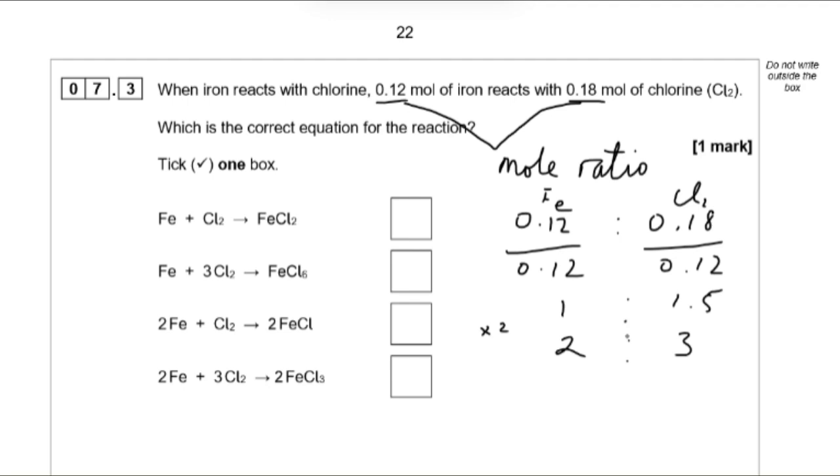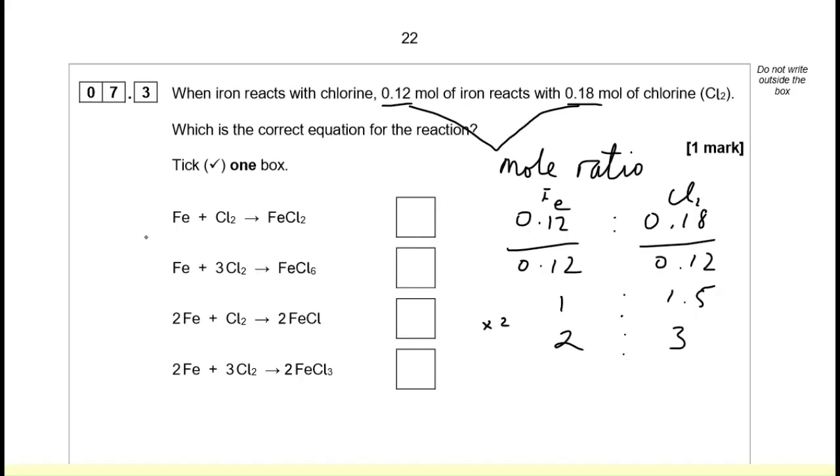So if we go down our list and find out which one it is, not the first one, it's not the second one. Look at this here, the last one, 2Fe plus 3Cl2, that's our answer. Tick in the box, 1 mark.